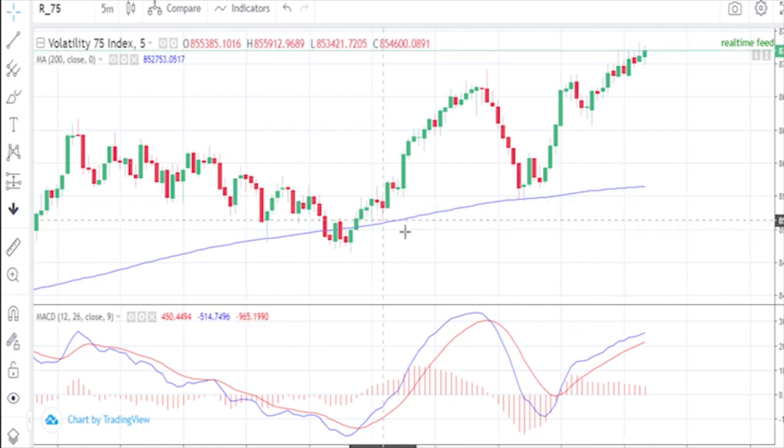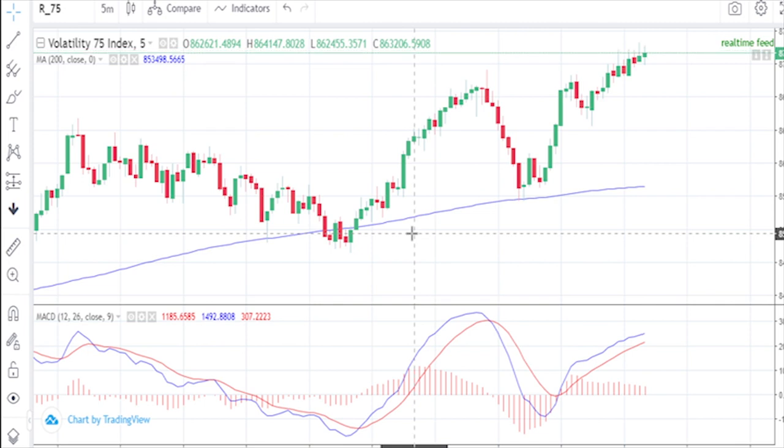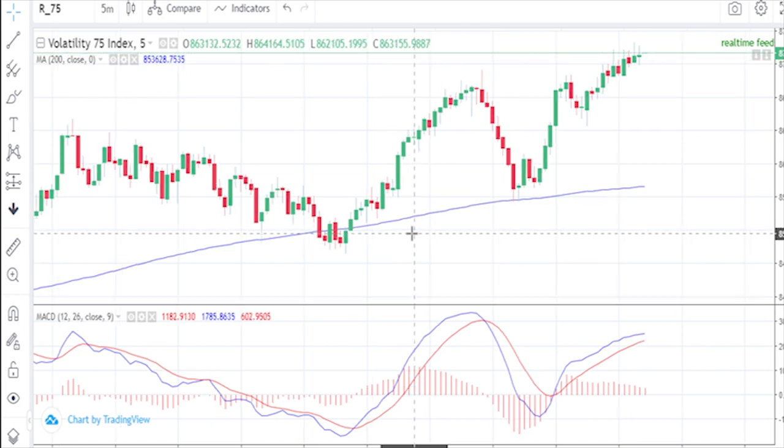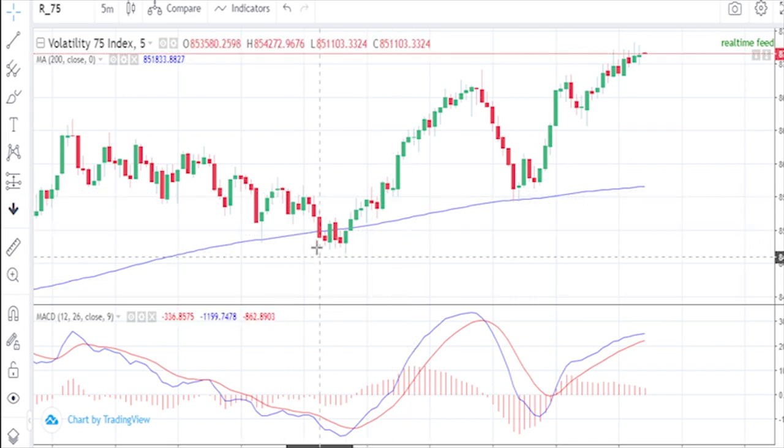First, the 200 period moving average is going to help us filter the trend, know which is the long-term trend. So we need to know, is the market in a long-term uptrend or is the market in a long-term downtrend? If the market is above the 200 period moving average, we know that the market is in a long-term uptrend. So to enter the trade, we want to see the MACD crossing over, right?